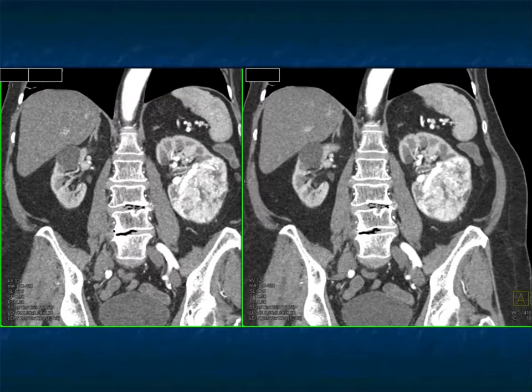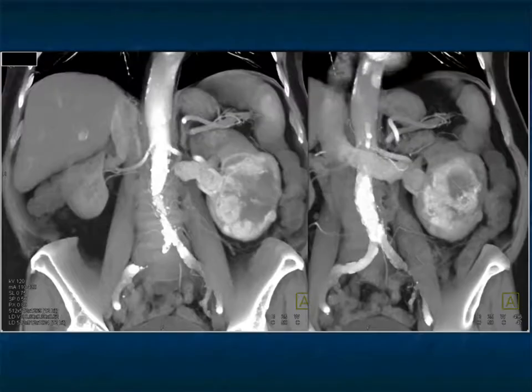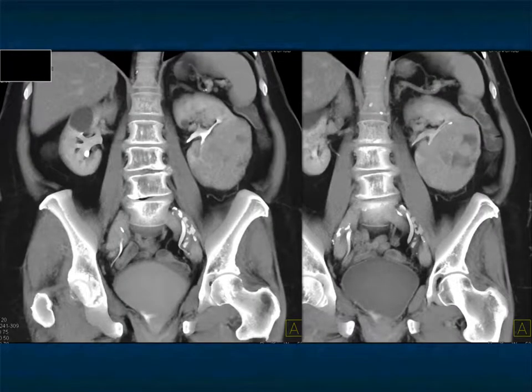Now, we also can consider other things. Oncocytomas can be vascular, but there's usually a central scar. At times, it's impossible to separate clear cell from oncocytoma on CT imaging alone. Here you can see very nicely on the 3D volume rendering the neovascularity of the tumor, the dilated left renal vein, the extension of tumor through the renal vein, just going to the IVC. And here it is on excretory phase imaging.